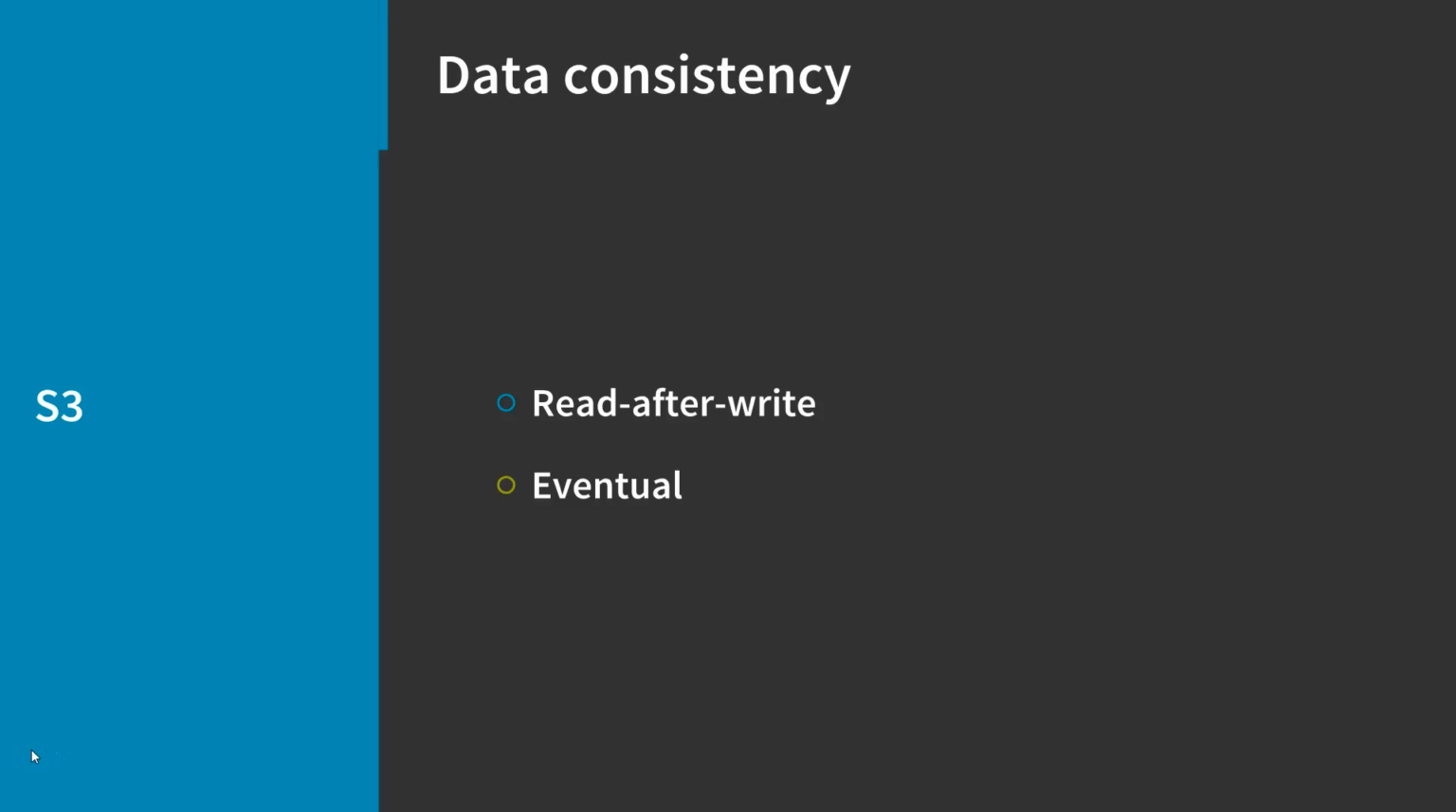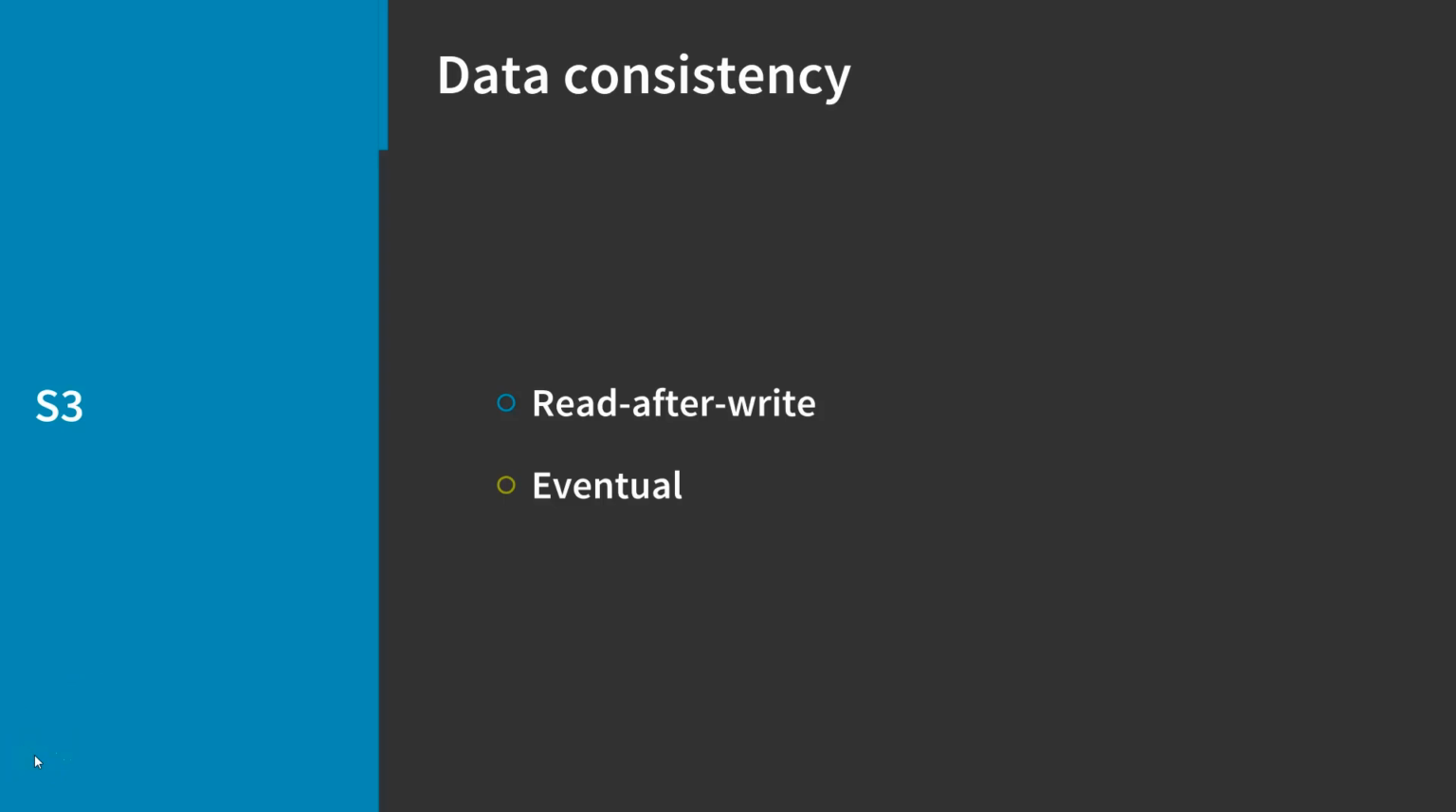For overwrite puts and deletes in all regions, S3 offers eventual consistency. So, to quickly reiterate here, for puts of brand new objects in a bucket, S3 will provide read after write consistency. But for overwrite puts or deletes of objects in any region, S3 will provide eventual consistency.